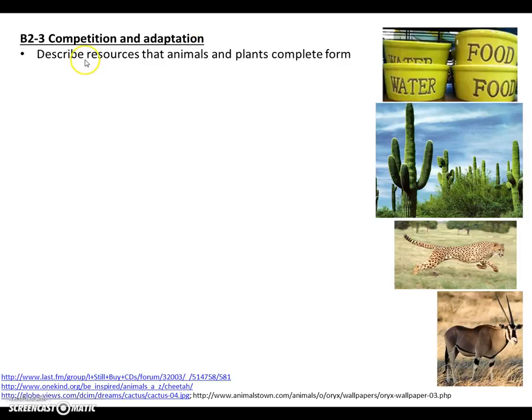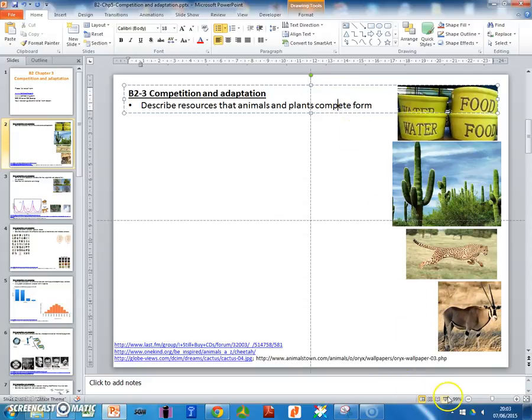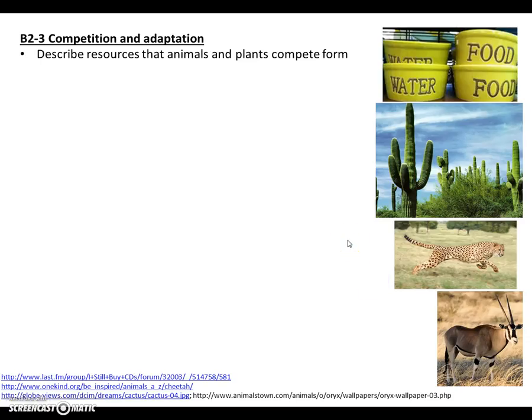So competition adaptation, describing the resources that animals and plants will compete for. Well, these are resources which allow them to survive and also to reproduce, which is ultimately the whole point of them surviving, is to have offspring and pass on their genes.